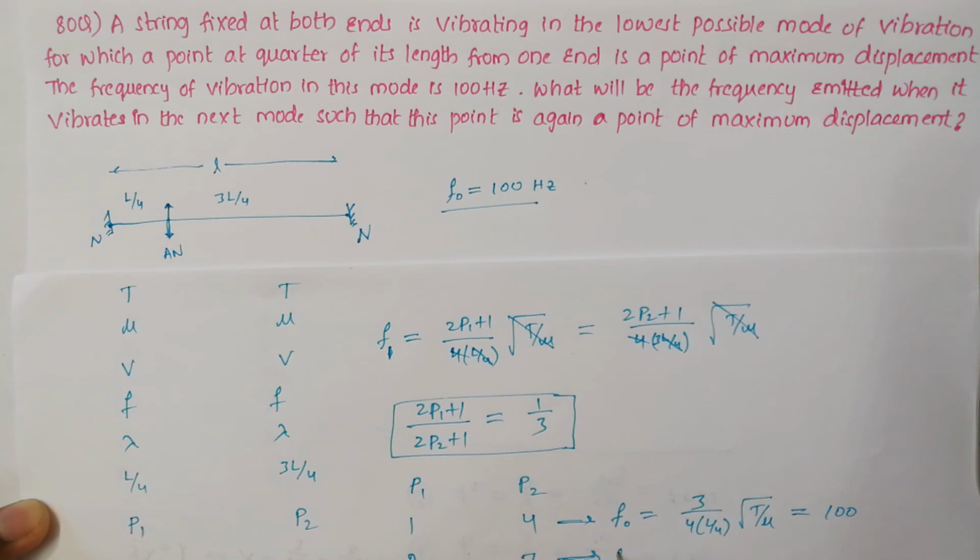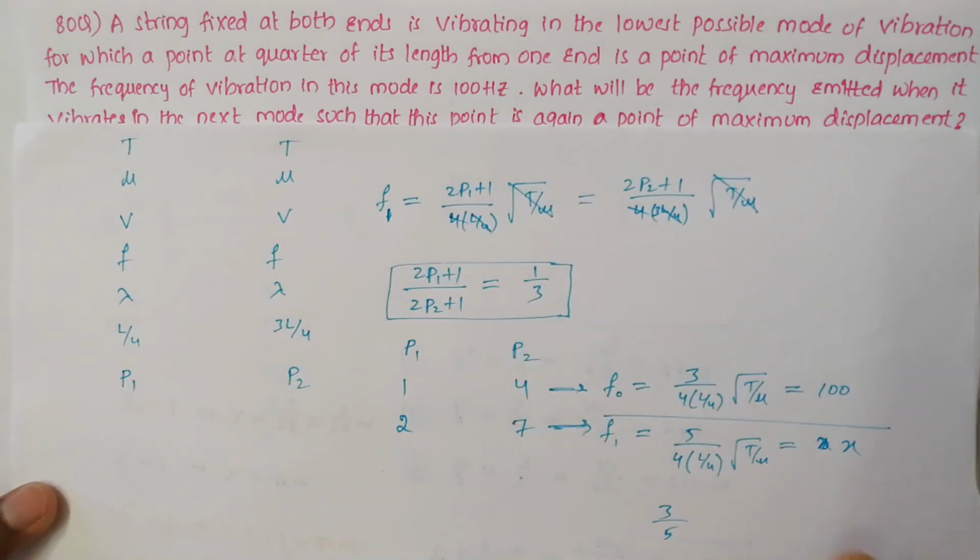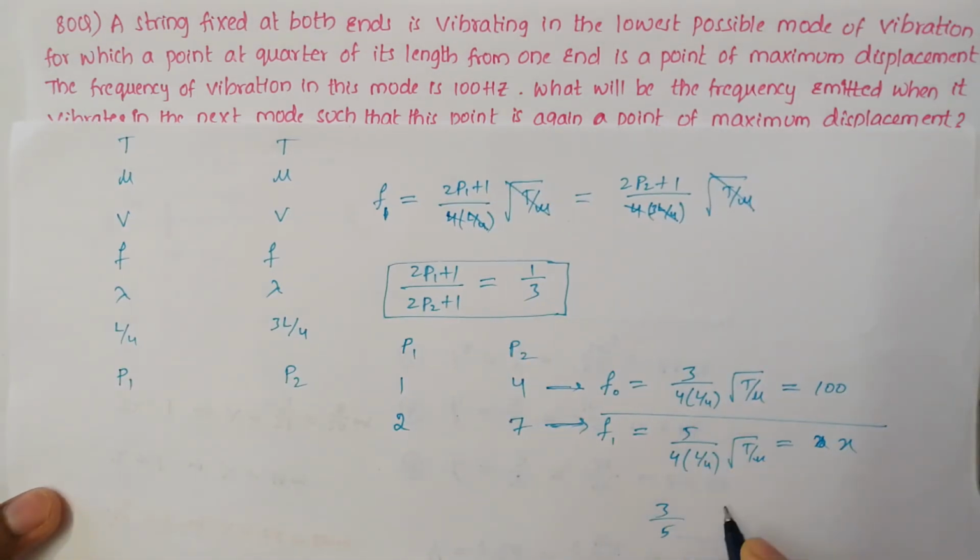Next, in this case, F1, let us say the first overtone. So if we substitute 2 here, 2 2s are 4, 4 plus 1 is 5, so 5 by 4 into L by 4 into root T by mu. So this value is asking, let us say x. Now we can substitute from here 3 by 4L into, let us say this is x, and divide them. So let us divide these two equations. We'll get 3 by 5 equal to 100 by x. From here we'll get the x value as 500 by 3. So this is the next possible frequency.